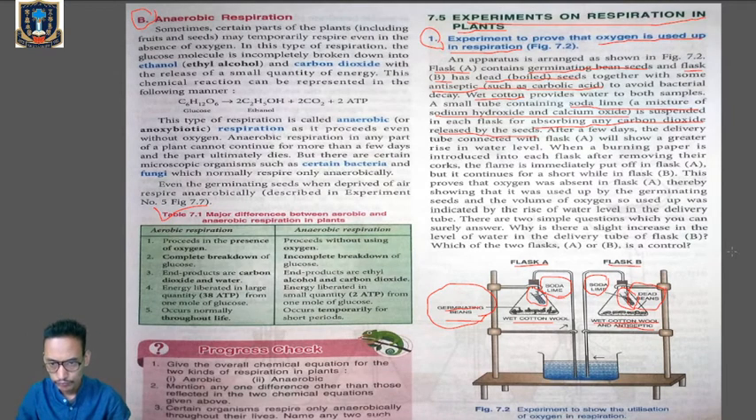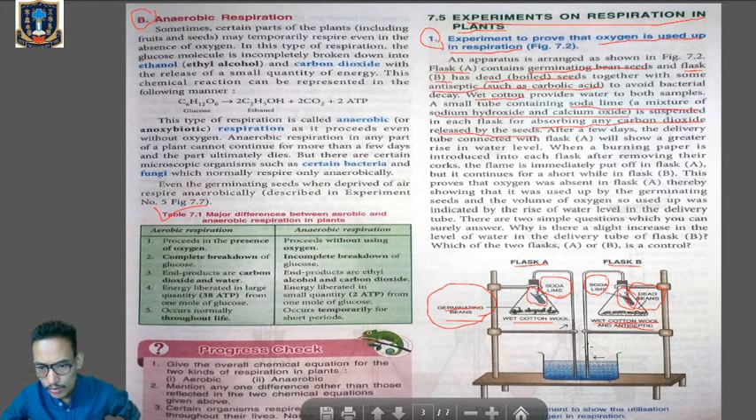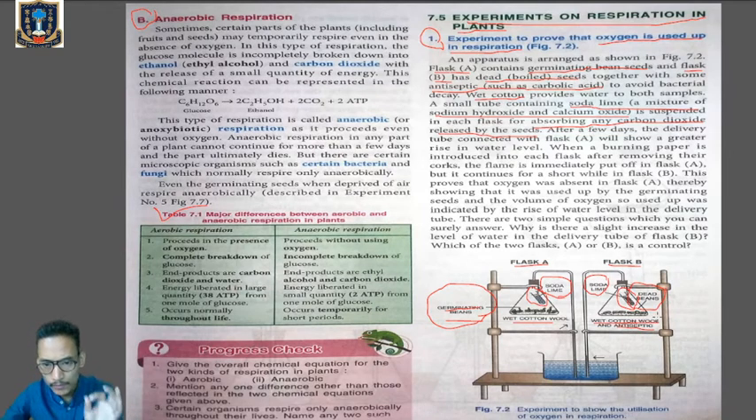Now you can see the delivery tube also over here, and you can see the level of water in the delivery tube. This is very important. You have to observe the water level in the delivery tube. This is the beaker containing water, and this one is the delivery tube which is being inserted into the respective flasks A and B. Now let's come back to the procedure.